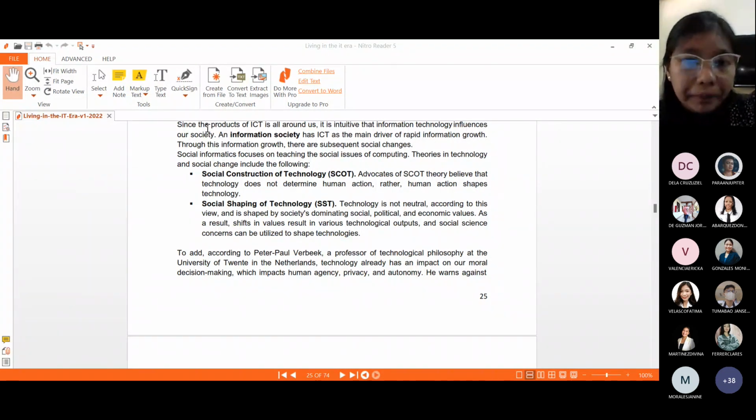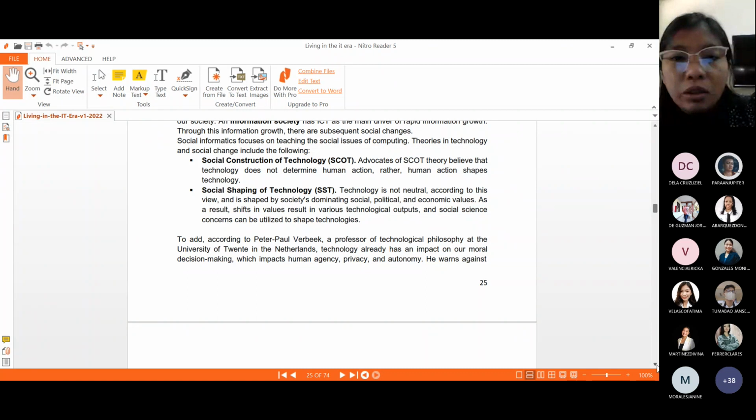vice versa. Okay, let's go to this one, social shaping of technology or SST. Technology is not neutral according to this view and is shaped by societies dominating social, political, and economic values. As a result, shifts in values result in various technological outputs, and social science concerns can be utilized to shape technologies. Ayan. O yung mga inventions natin o yung mga nababasa at nakikita natin over the internet or using the technology, they are all influenced by the society's political, economic, and social values.